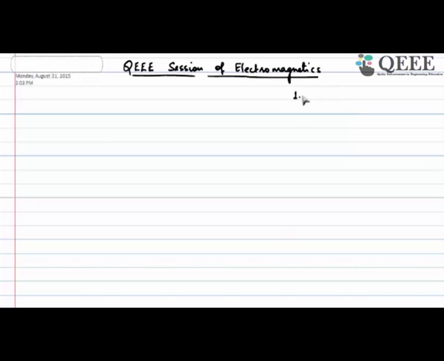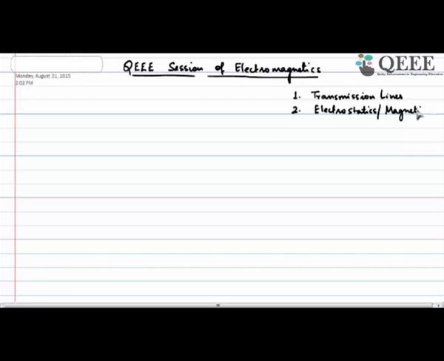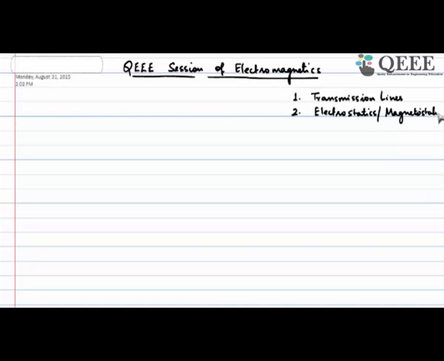The first session we had a module on transmission lines. The second QEEE session we talked about electrostatics and magnetostatics, and all the way up to the point where we derived all the Maxwell's equations and the boundary conditions. Now this is the third session that is going on.